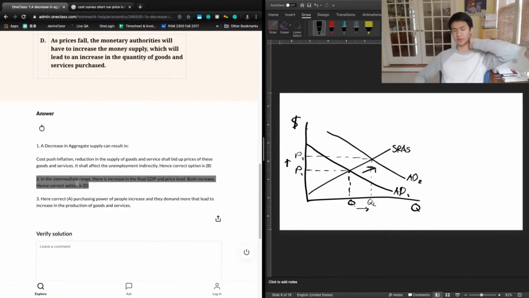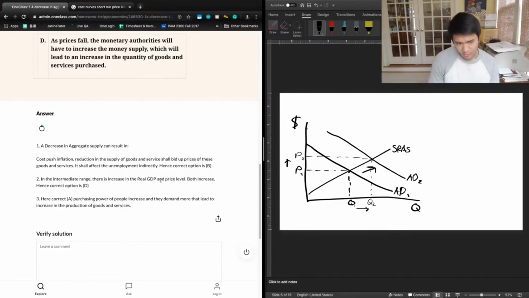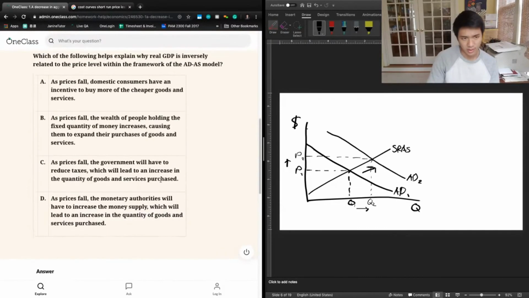So let's take a look at the previous tutor. The previous tutor says in intermediate range, there's the increase in real GDP and price level, both increase, hence D is correct. So that's great, we're in agreement.